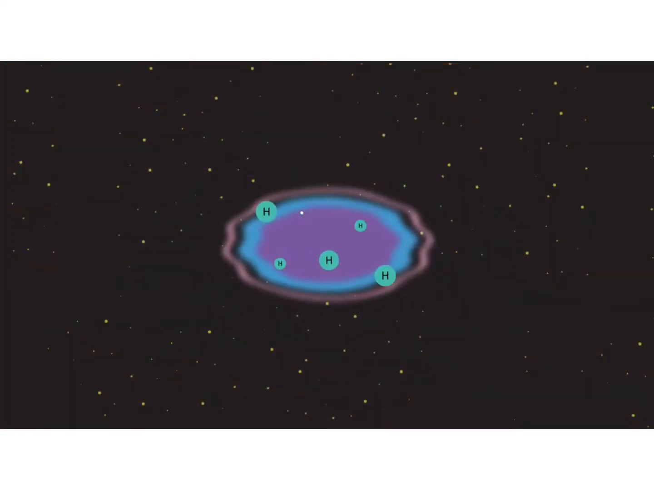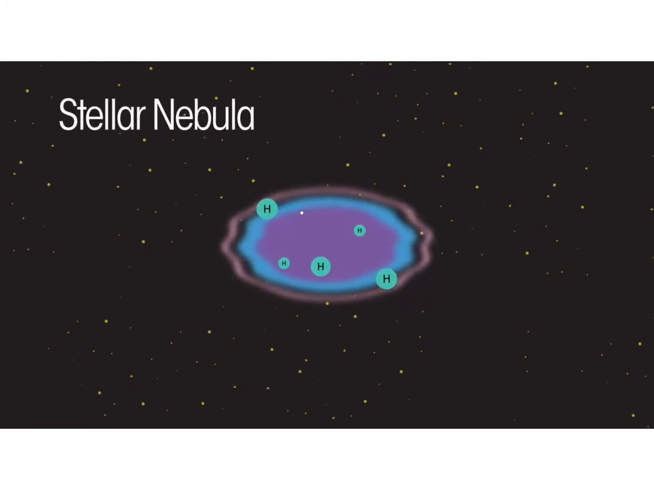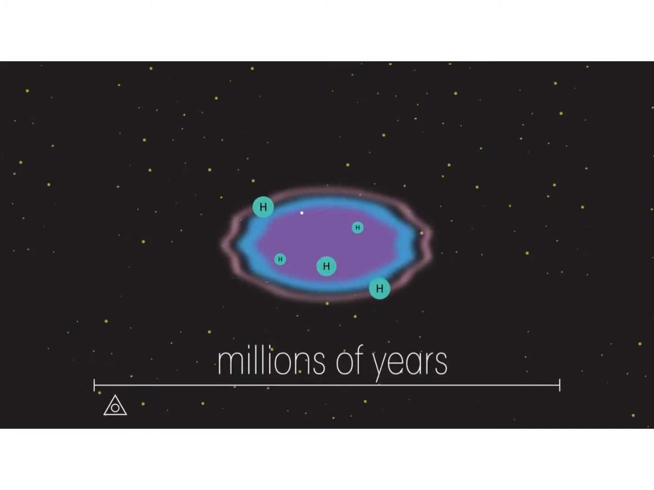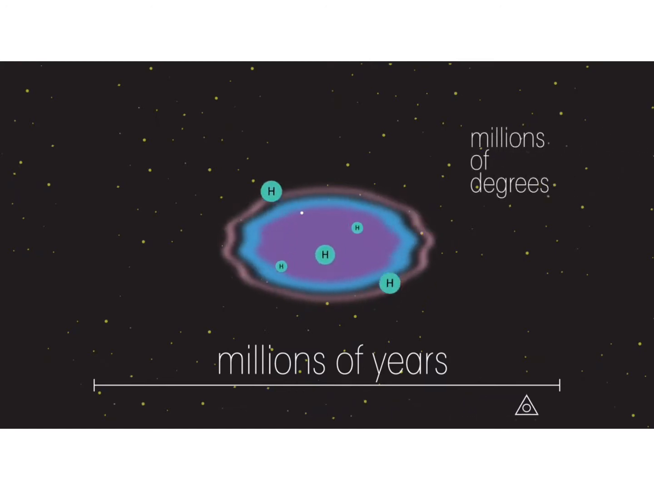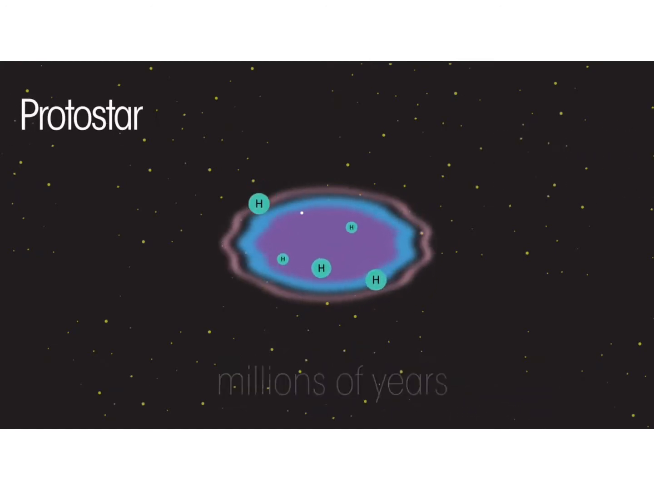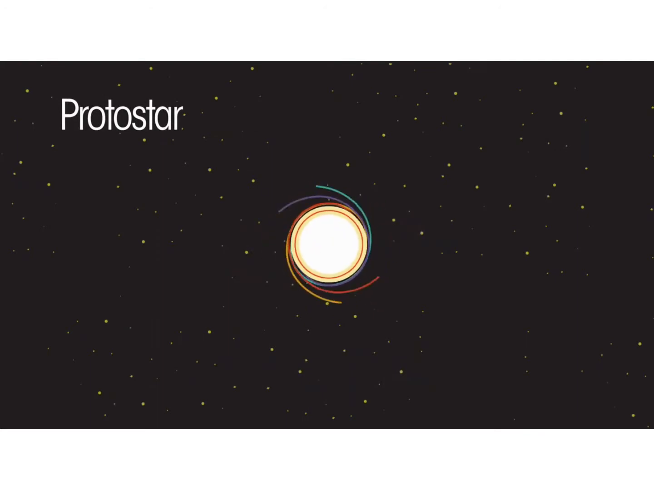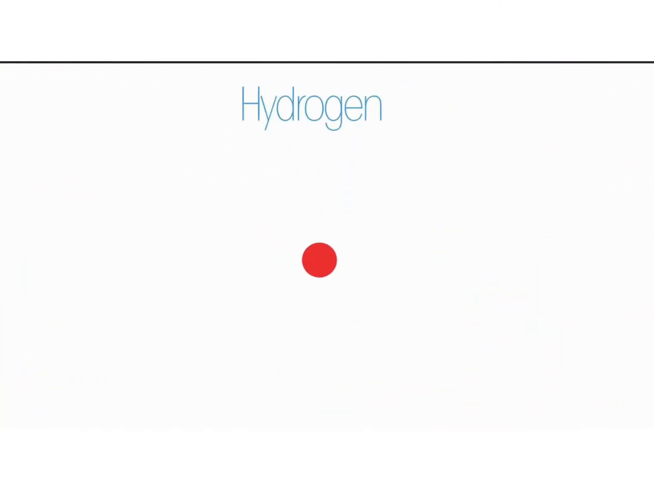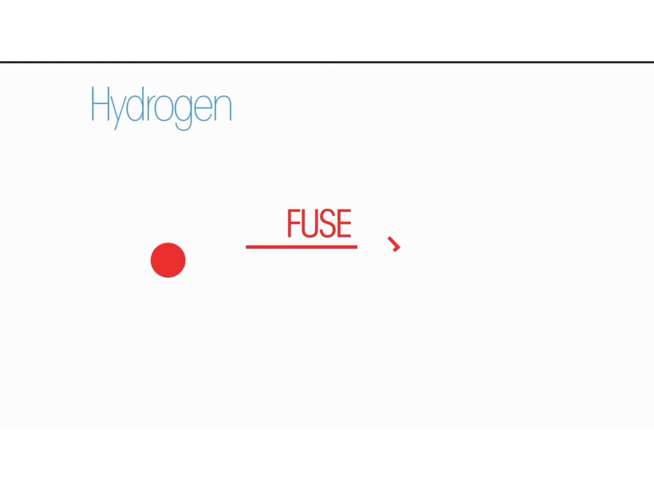All stars initially form from a cloud of dust and hydrogen gas. This cloud is called a stellar nebula. Gravity over millions of years causes the dust and gas to spiral together. The particles move faster and eventually reach temperatures of millions of degrees to form a protostar. A star forms when it is hot enough for hydrogen nuclei to fuse to form helium.